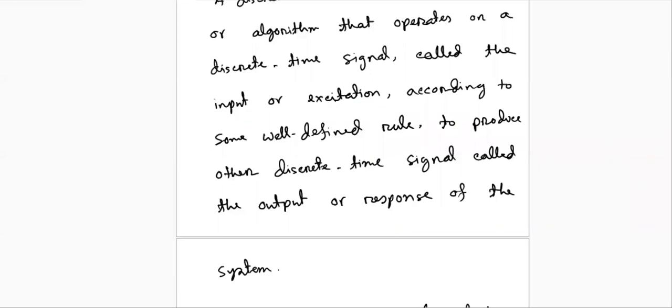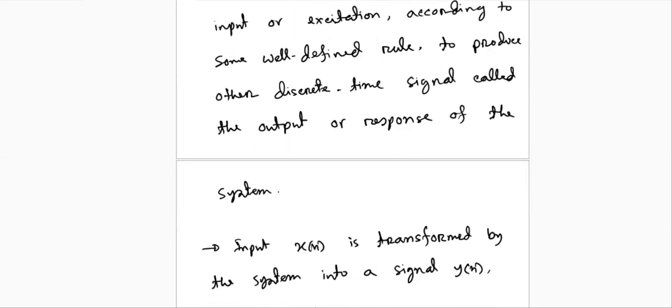So it is a very simple definition, but the key thing is your input should be discrete, output should be discrete, and the system should be well defined with some formula. That is called the discrete time system.